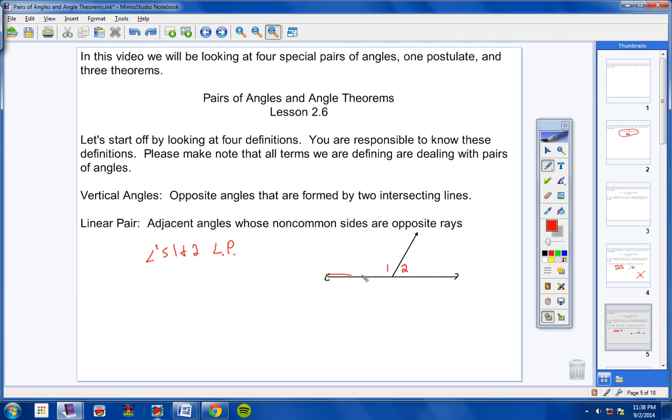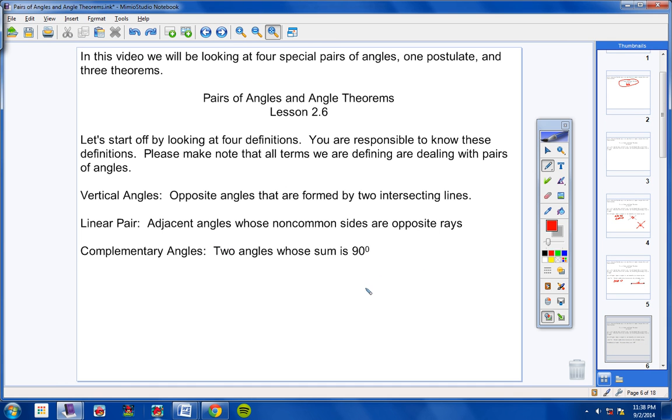A straight line, and then a line coming off of it, and these 2 angles are what we call a linear pair. Doesn't that make sense, though? The reason they're called a linear pair is because you have a straight line like this, and so you have a pair of angles on a straight line. It makes sense. A linear pair. Okay, adjacent angles whose non-common sides are opposite rays. If that definition doesn't do a whole lot for you, then here's a picture of it right here. Okay, angles 1 and 2 are a linear pair.